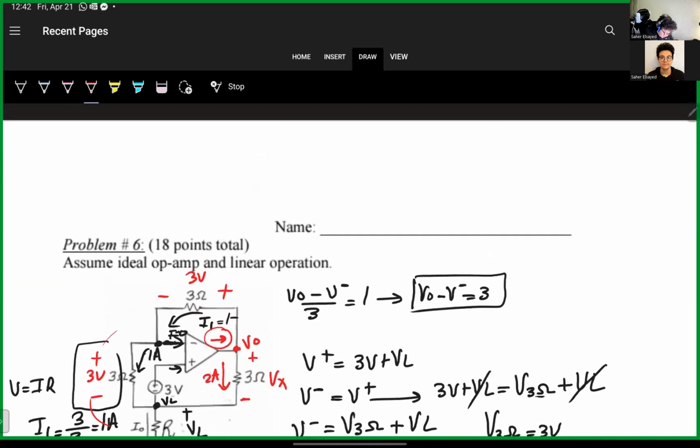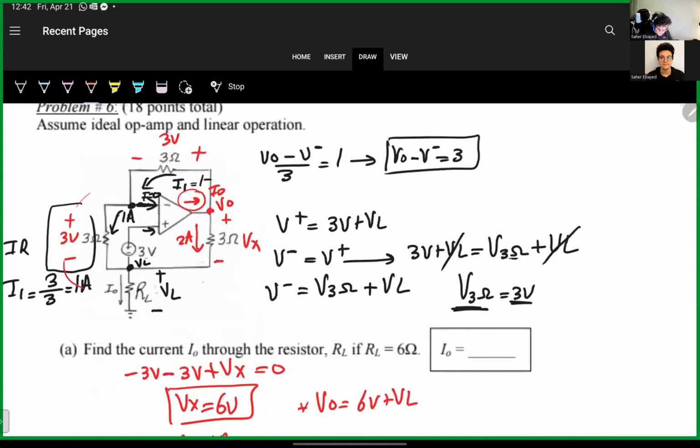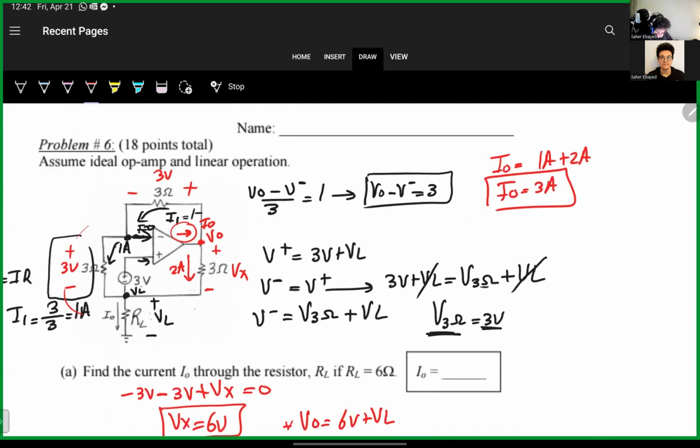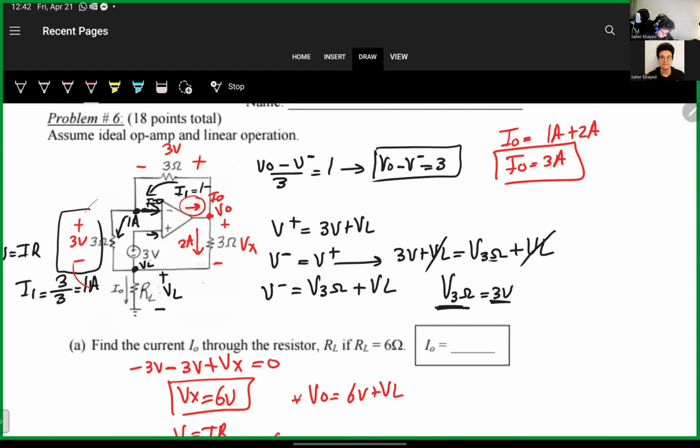So if this is I out, let's figure out I out. Let's do a KCL. I out is going in. This one is going out. This one is going out. So 1 amp plus 2 amps. So I out is 3 amps. Okay, we figured out this current now.